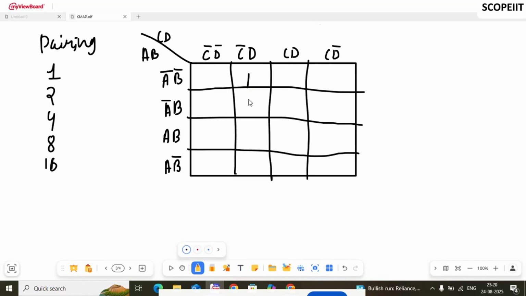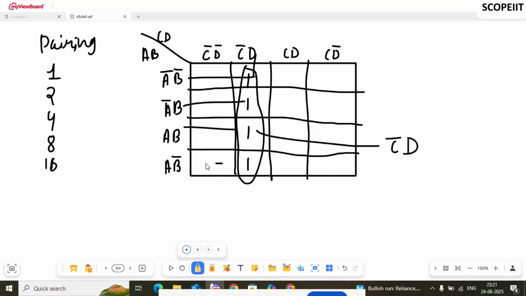Now suppose you have one here, one here, one here and one here, and you make this a group of 4. How to write the equation for this one? Take it vertically. There is nothing common here because it is a single column, so write it completely: c bar, d. Now take it horizontally. As there are 4 ones, can you see anything common here? No, there is nothing common possible, so nothing will come. If you have ones in your complete row or complete column, then nothing will be common. So the answer for this question will be c bar, d.